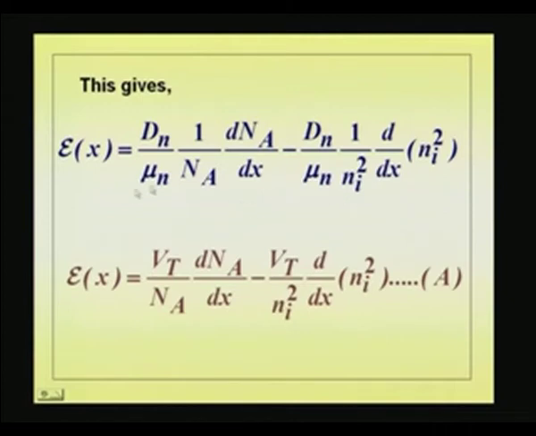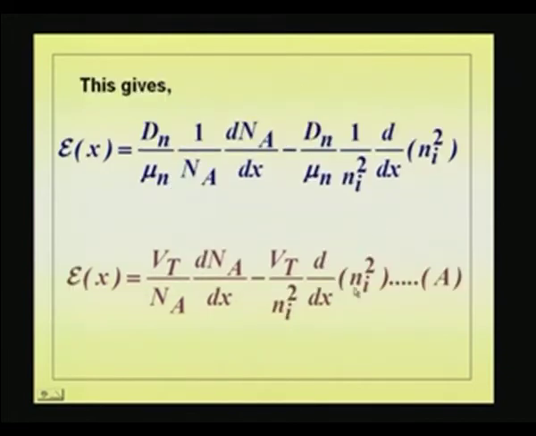Now, the electric field, dn by mu n is actually equal to Vt, kT by q. So, Vt by Na dNa by dx. In fact, this is a very familiar formula for some of you who have taken more courses. If there is a doping gradation, there is a built-in electric field due to that. Wherever there is doping gradation, that is the first term. You now get an additional term due to the band gap variation, that is Vt by Ni squared d by dx Ni squared. Now, let us take a look at that.